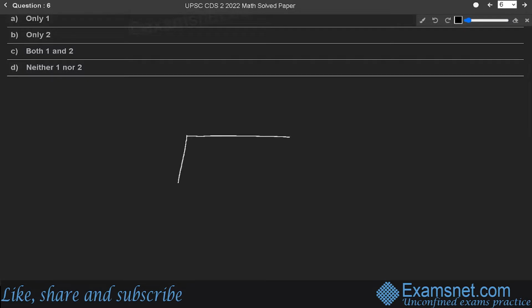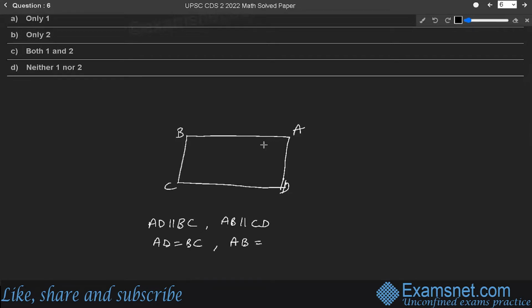Let this be the parallelogram, which is ABCD. Means it will be A, B, C, and this will be D. We know that in a parallelogram, opposite sides are parallel. Means we can say that AD is parallel to BC, and we can also say that AB is parallel to CD. And we also know that opposite sides are equal. It means that AD is equal to BC and AB is equal to CD, since it is a parallelogram.